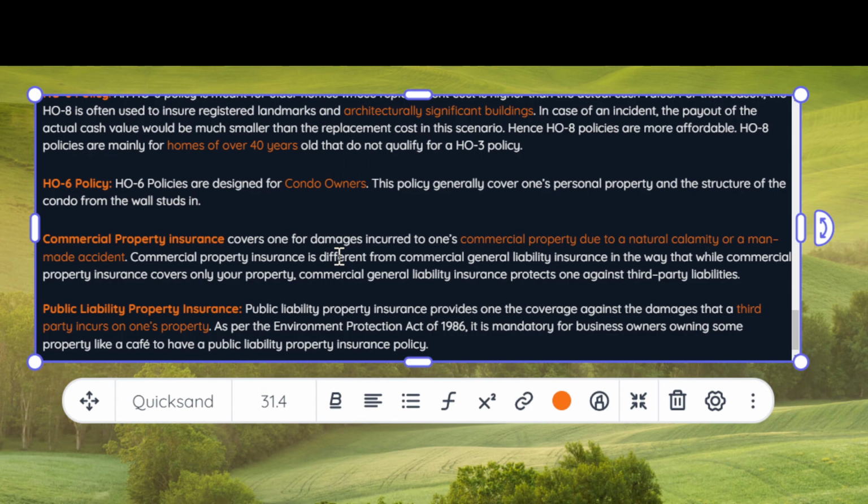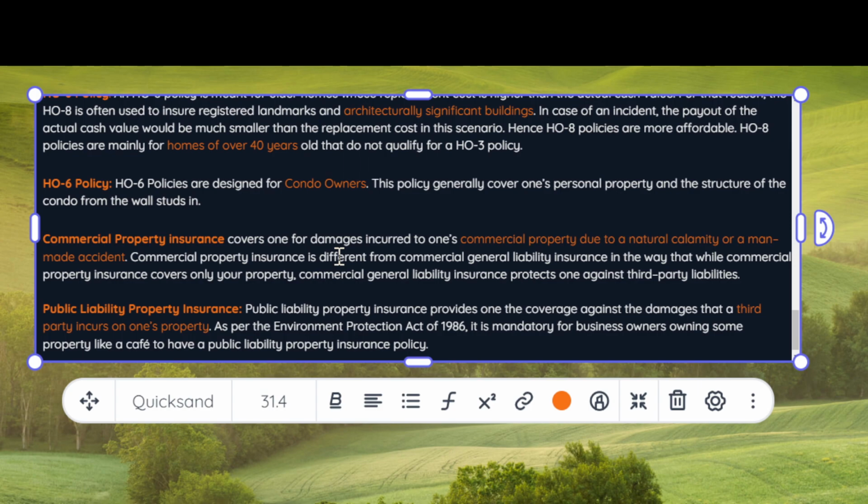So public liability property insurance gives you coverage against the damages that a third party incurs in one's property. If you want to cover any damage that is caused by a third party, say for example somebody else is building a home beside your home, and that person has bought a crane to do some work in his or her home, and that crane somehow accidentally falls on your property and damages your property. In this kind of scenario, if you have public liability property insurance, you will get covered. You can claim it from the insurance company and you will get the coverage amount for that.